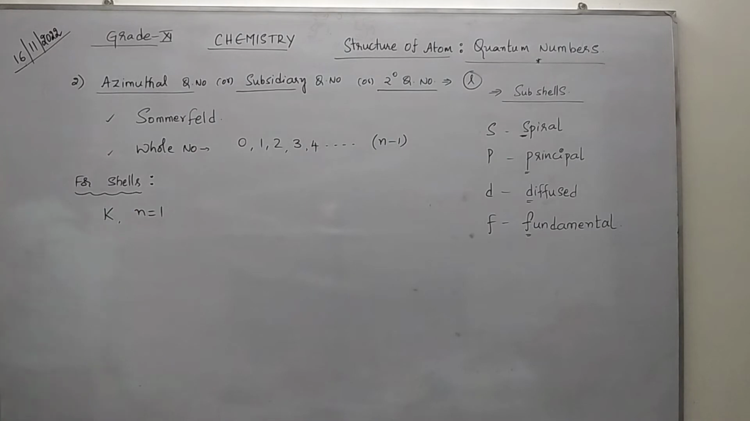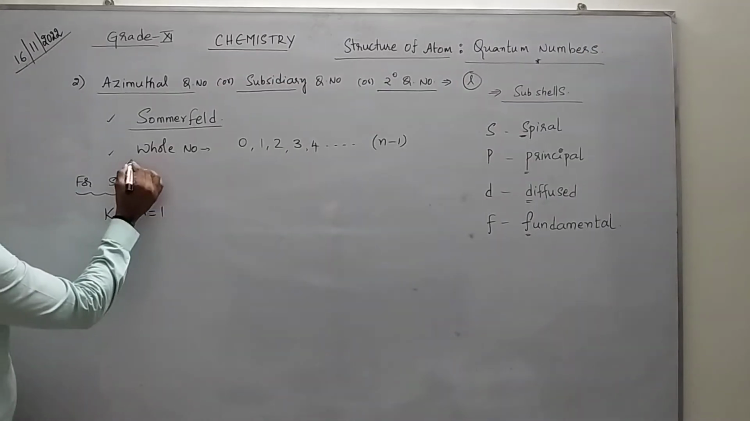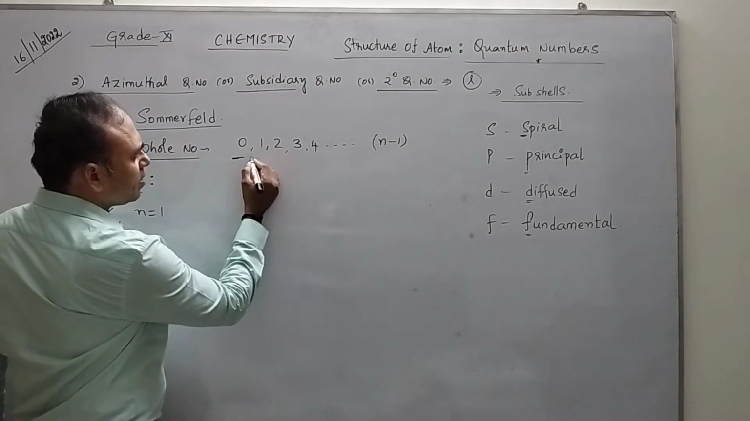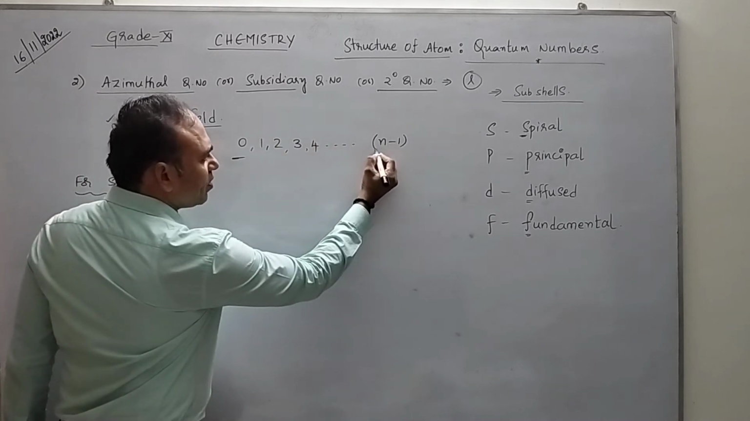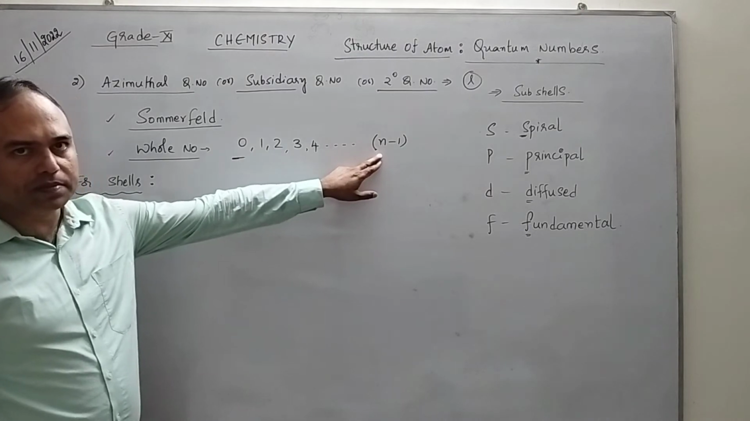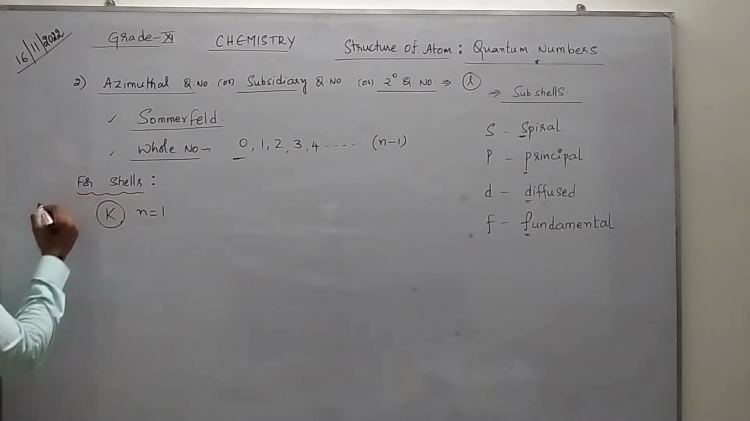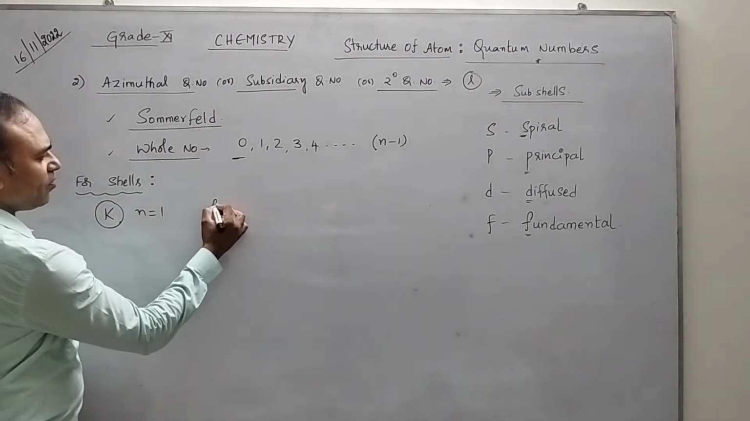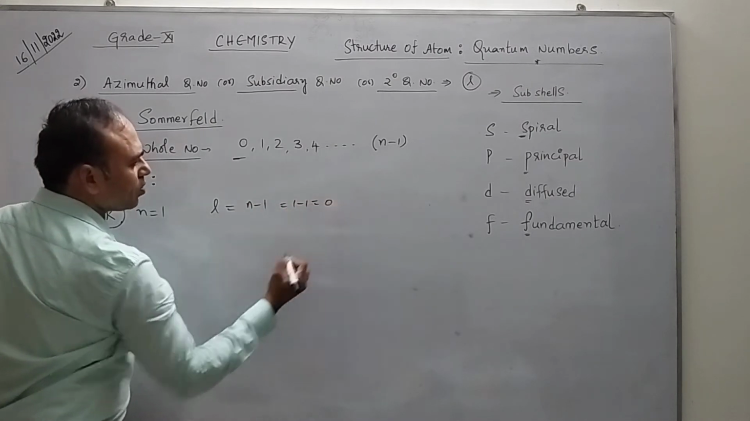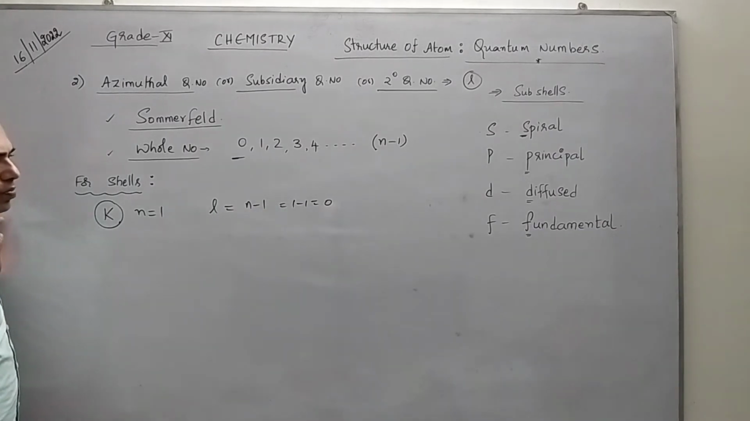Now let us see. Sommerfeld has given this quantum number, and you can use whole numbers to represent this. That is from 0 it starts, 0, 1, 2, 3, 4, and the last one will be n minus 1. So where n is nothing but principal quantum number. How to calculate that? For shells, let us see. First one K, we know n is 1. Therefore l is equal to n minus 1, nothing but 1 minus 1, which is 0. So therefore in the first shell we can say that the l value will be 0.